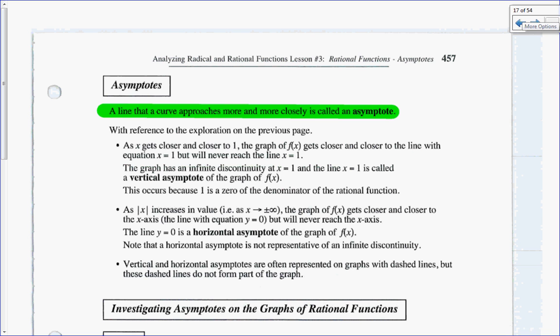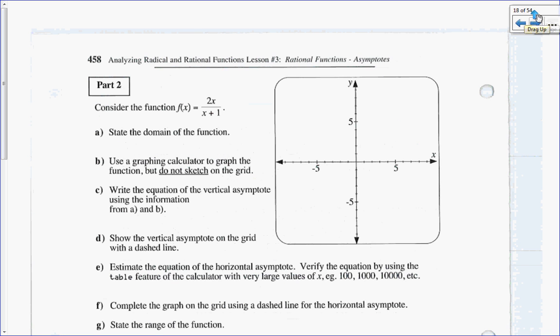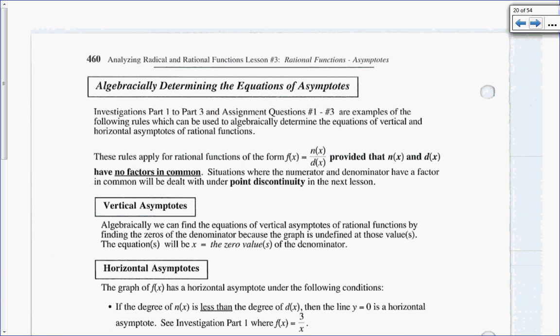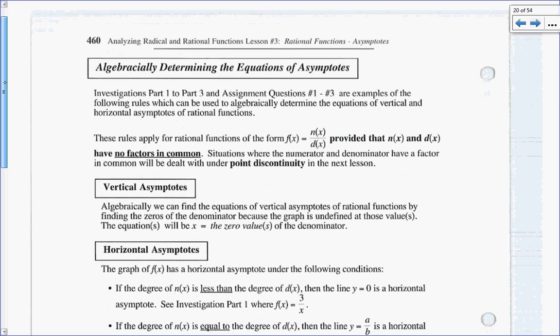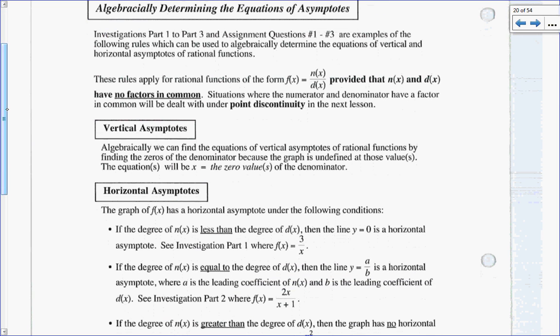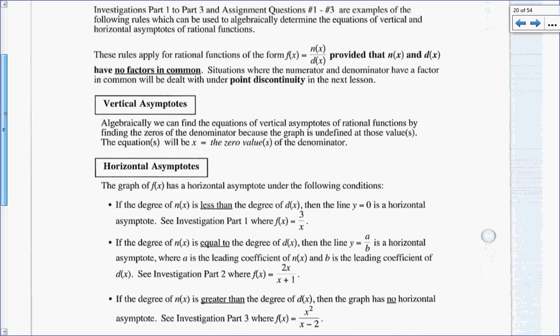So we can flip over now to the very last page, because the rest of these pages are just investigations to help us determine these facts for ourselves, but we're going to take their word for it, and we're going to just see how knowing about vertical and horizontal asymptotes is going to help us with graphing rational functions. There are two different kinds of asymptotes.